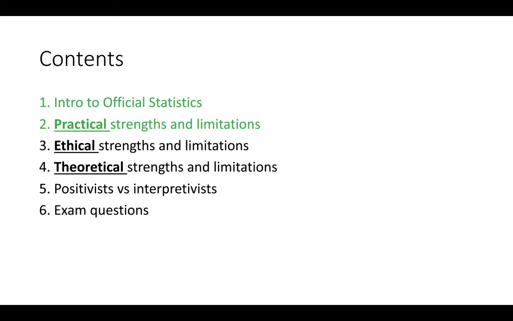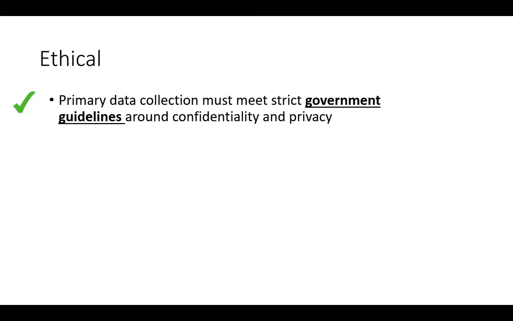Okay, now on to our ethical strengths and limitations. So are official statistics moral? Are they a good method to use? Well, there's huge advantages here. The primary data collection has to meet strict government guidelines around confidentiality and privacy. So attendance data in schools: we don't share your attendance data with anybody. We send that data straight off to the government, and we would be breaking the law if we shared that data with people outside of our organisation.